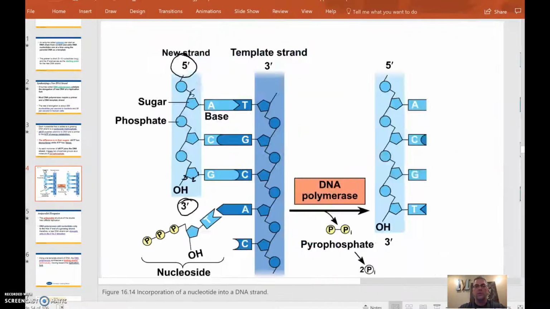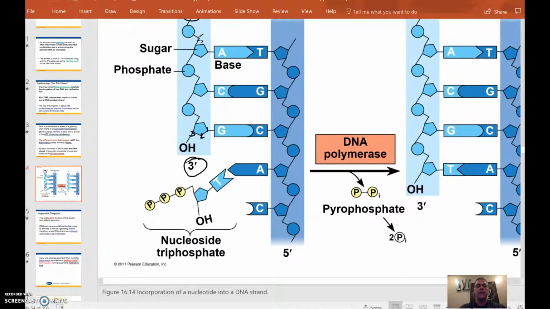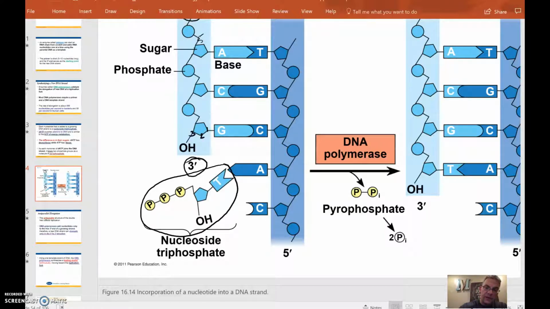Okay, so the way in which this is going to allow for additional nucleotides to come into the system is that we are going to be able to bring in what's referred to as a nucleoside triphosphate, which is going to have 3 phosphates on here. It's going to have our 5-carbon sugar. It's going to have a hydroxyl group there. It's going to have a nitrogen base.